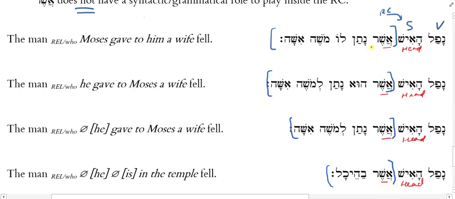Now let's take a look at this first example. So, nafal ha'ish is the man fell. Which man fell? Well, this asher clause, relative clause, will tell me which man fell. This is modifying ha'ish. Asher, Nathan lo Moshe isha. Okay, we have to figure out what the verb is, which isn't too hard. Nathan, which means to give. Lo is the indirect object, to him. Moshe here is actually the subject of Nathan. Moses gave to him. And Isha is the direct object.